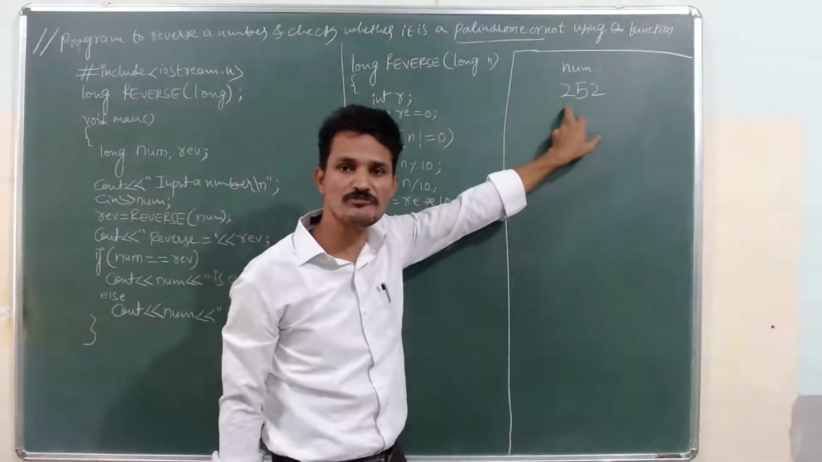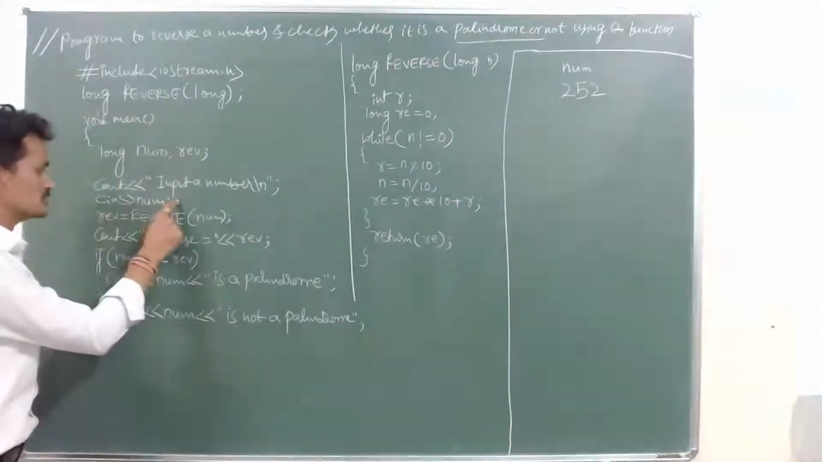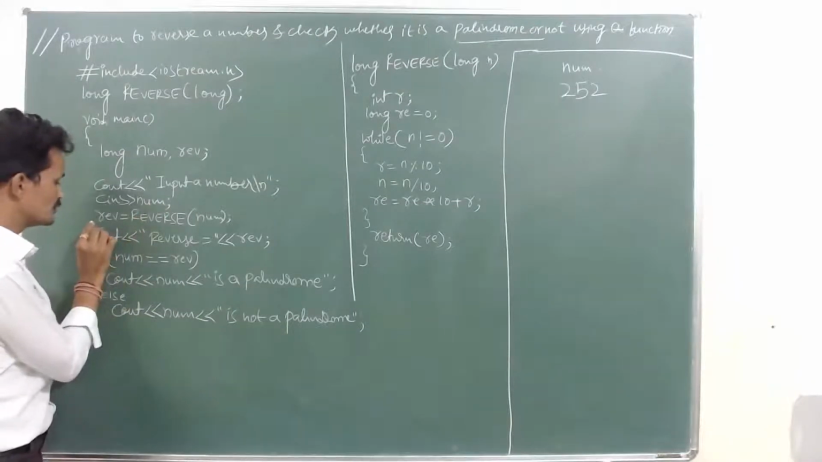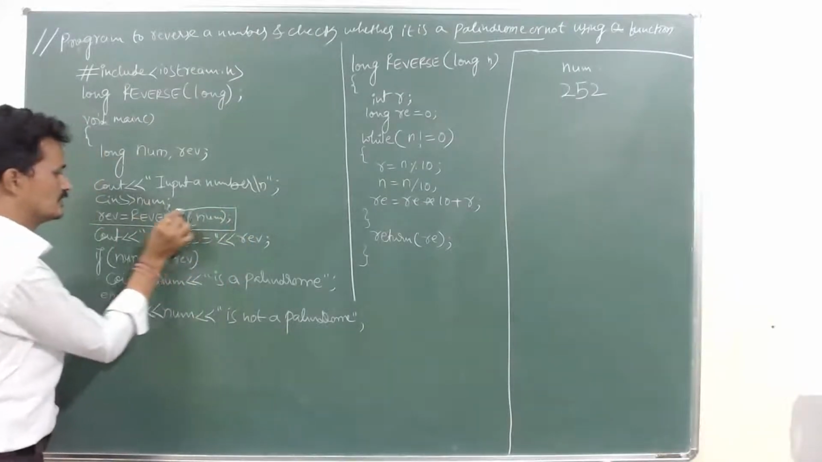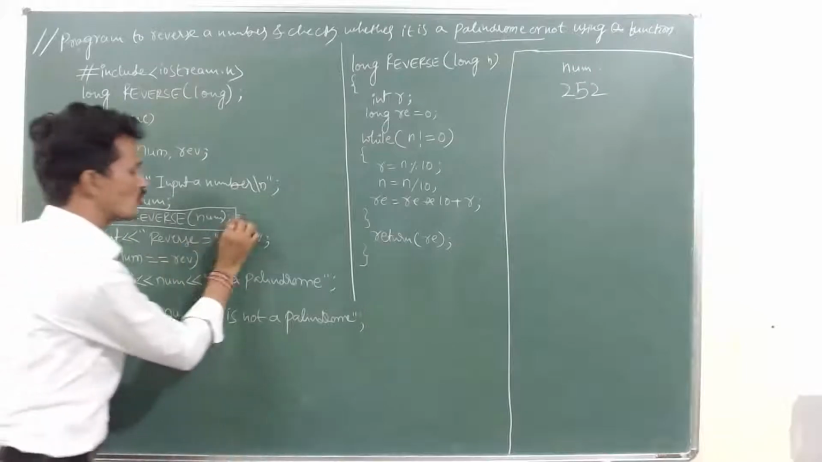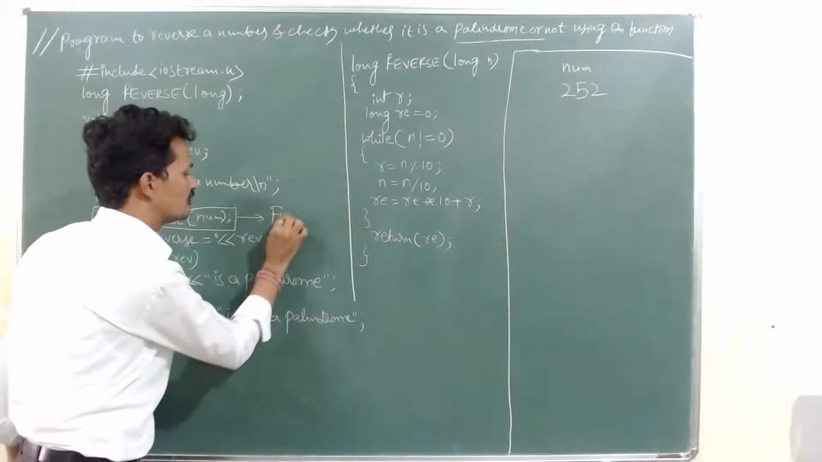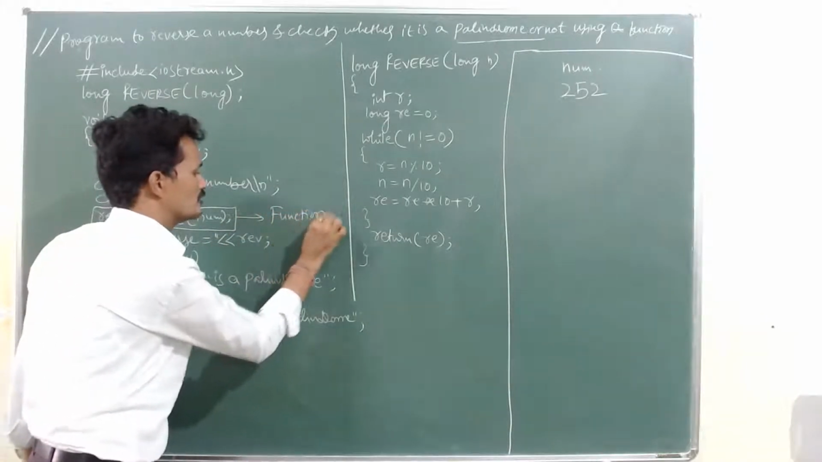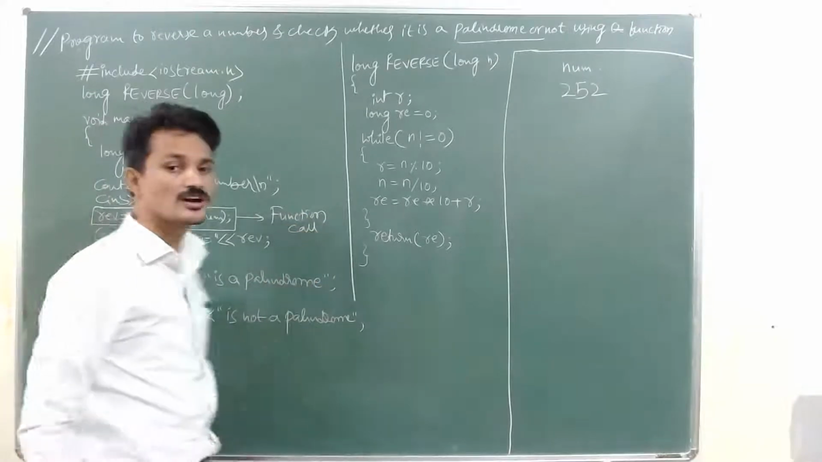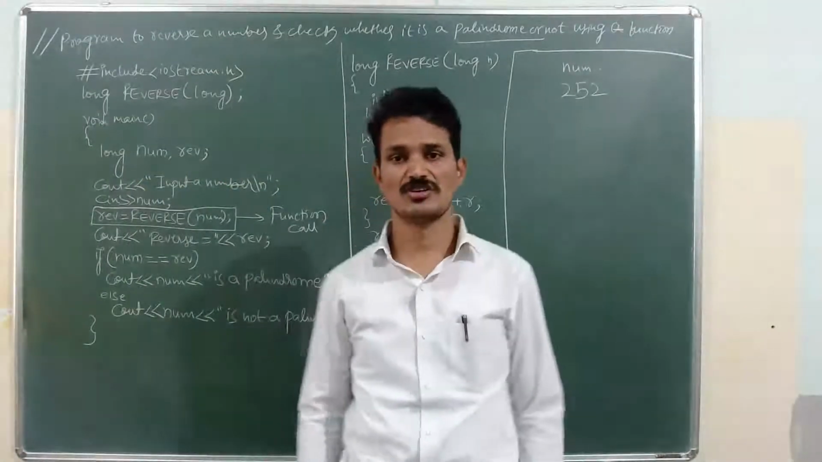So, num is equal to 252. Fine. Accepted here. Then comes the next line. This is the most important line. This particular line is what I'll call a function call. You are calling a function.